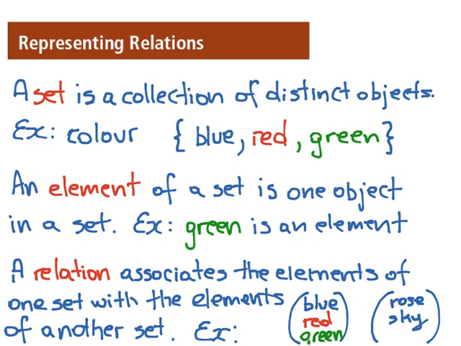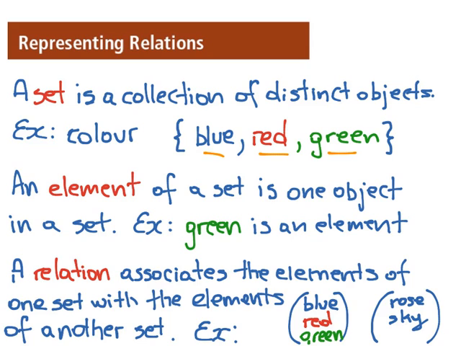A set is a collection of distinct objects. Example, a set of colors has blue, red, and green as separate elements in it. A specific notation, set notation, with specific brackets, is used. An element of a set is one object in a set. For example, green is an element in the set of colors.